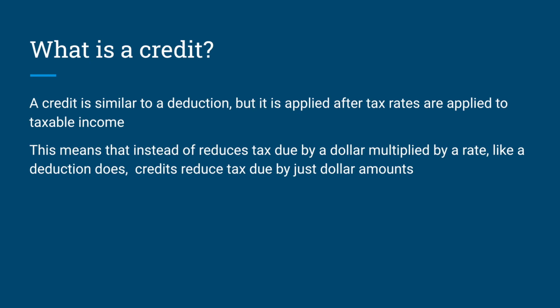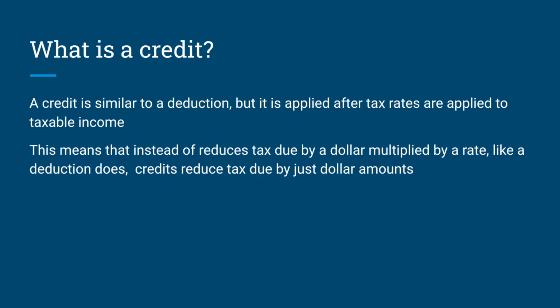A credit and deduction are very similar, and you will sometimes hear the words used interchangeably, but they really shouldn't be, because a credit is applied after tax rates are applied to taxable income. What this means is that instead of reducing tax due by a dollar amount multiplied by a rate like a deduction does, credits reduce tax due by just dollar amounts. And so this makes them much more valuable for the taxpayer than a deduction.